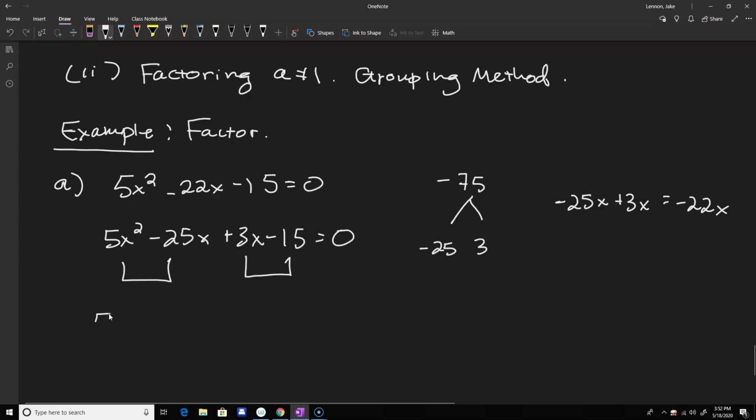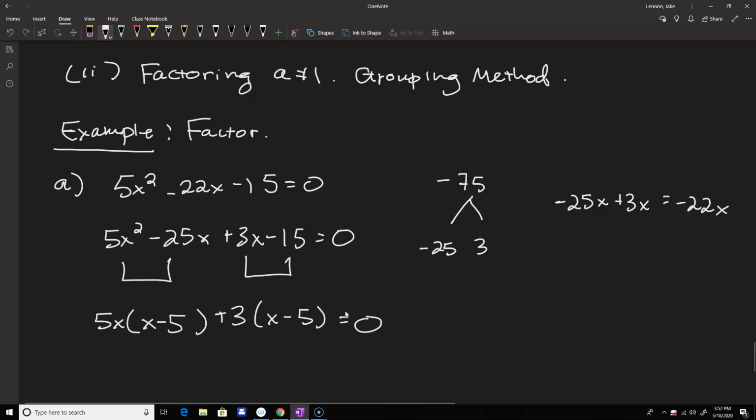So the first group, they can both have a 5x in common. And then inside we'll have x minus 5. Again, you can check that you did it properly by distributing. 5x times x is 5x squared, and 5x times minus 5 is minus 25x. And then the second group, we can take out a 3. So if you take out the 3, notice you'll get actually the same matching factor.